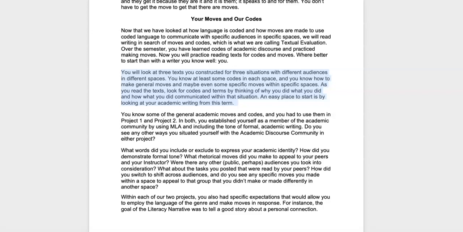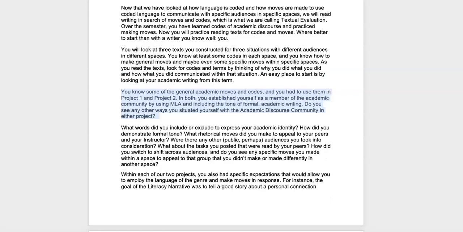An easy place to start is by looking at your academic writing from this term. You know some of the general academic moves and codes, and you had to use them in Project 1 and Project 2. In both, you established yourself as a member of the academic community by using MLA and included the tone of formal academic writing.